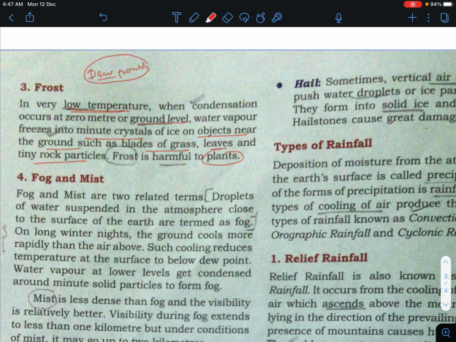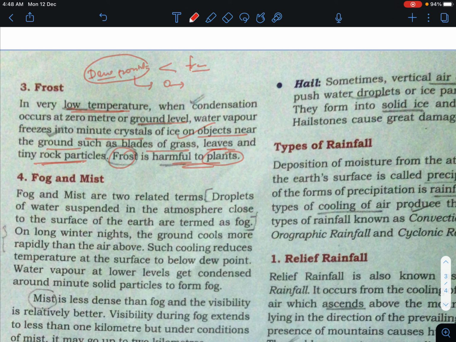If this dew point is just below the freezing point, then what is going to happen? This water, that is droplets, is going to freeze, and it is deposited on objects near the ground, such as the grass and the tiny particles in the leaves. And this frost is very harmful to the plant.